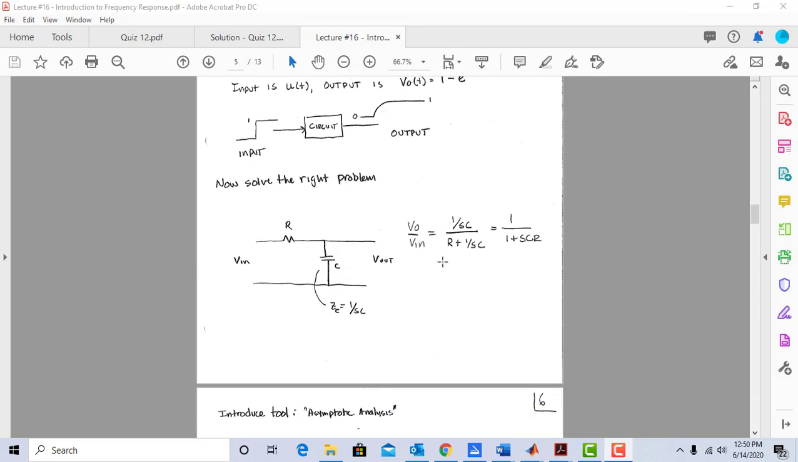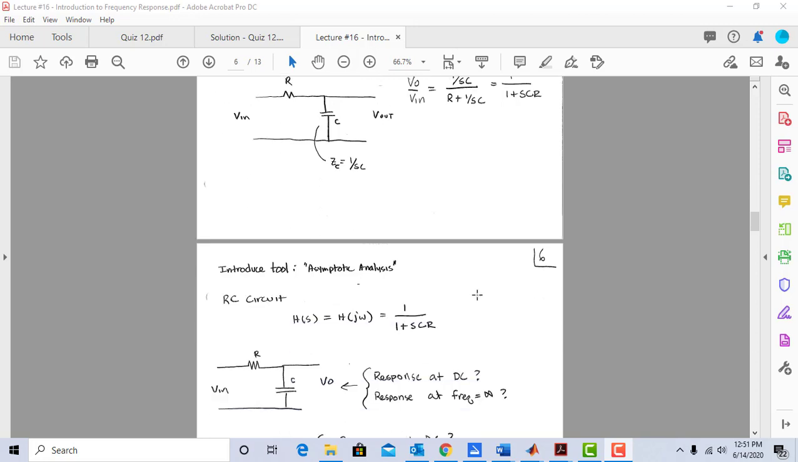Transfer function's pretty easy. We've been doing that for a while now. V out over V in, we're just going to use a voltage divider. The impedance of the capacitor is 1 over Sc, and of course the impedance of the resistor is R, so the voltage divider, V out over V in, is just going to be 1 over Sc divided by R plus 1 over Sc. We're going to multiply top and bottom by Sc, and we get 1 over 1 plus SCR.